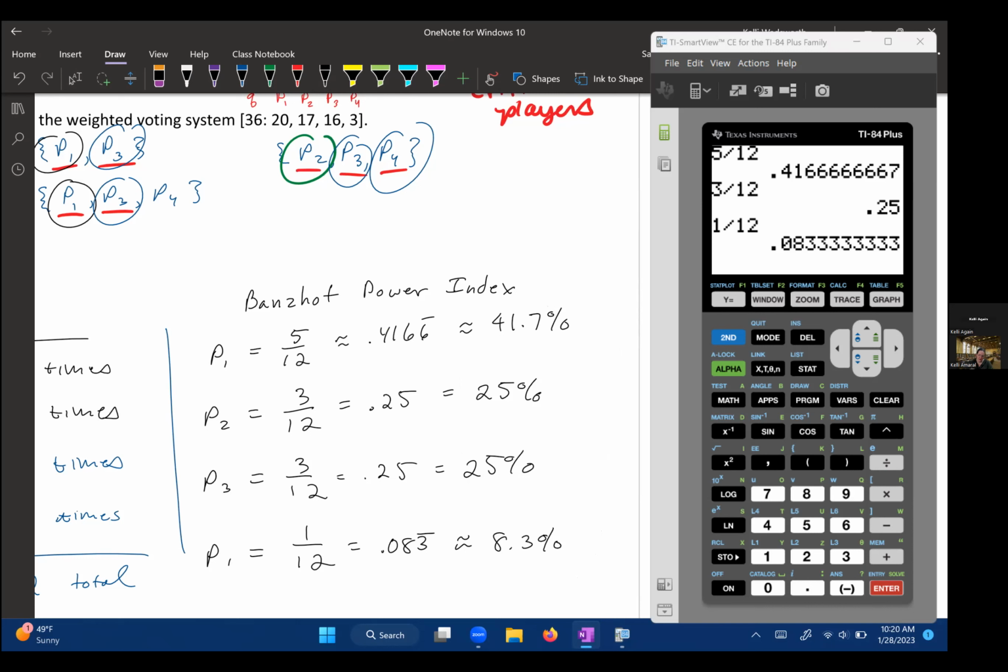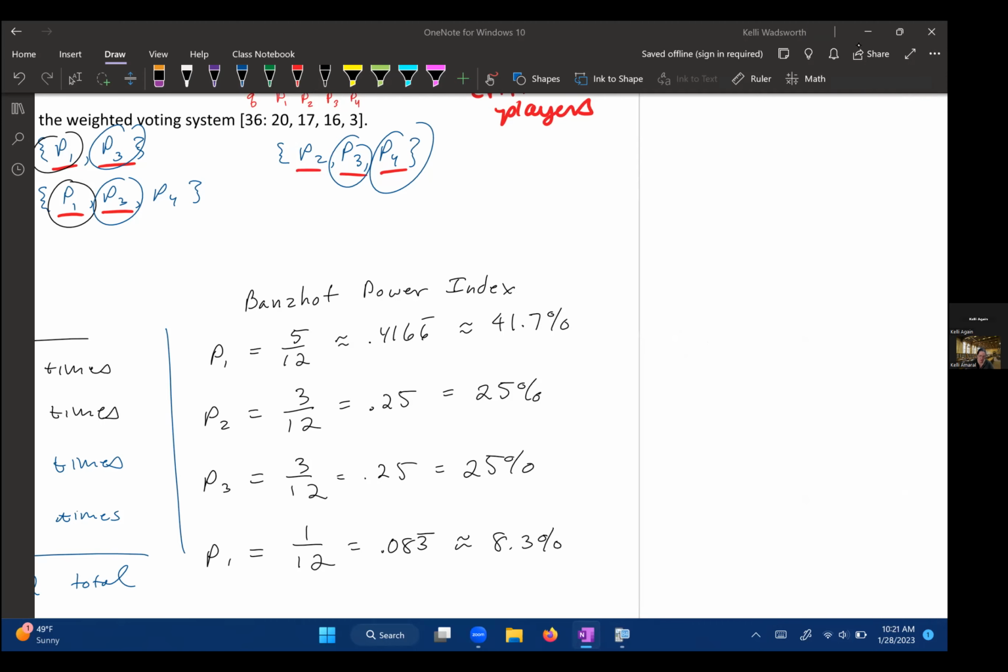It is interesting to note that players 2 and 3 have the same quantity, right? They have the same number in the Banzhaf power index, even though they have different numbers of votes in the weighted voting system. Now, it is true that they're very close, right? 17 and 16 are pretty close. It's just interesting to note that you can have the same power index even though you have different numbers of votes. Okay, so that is the Banzhaf power index.